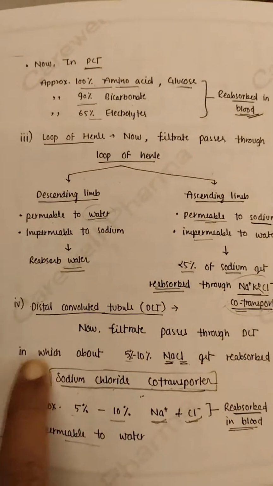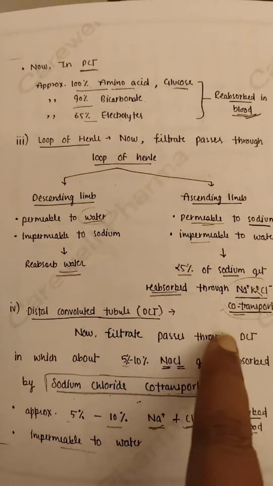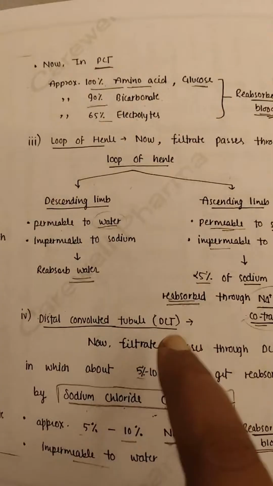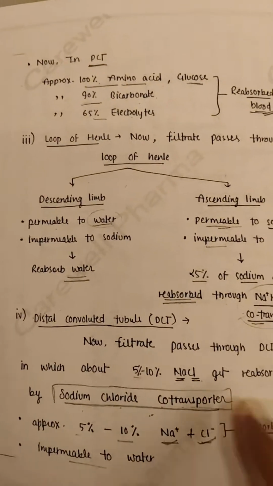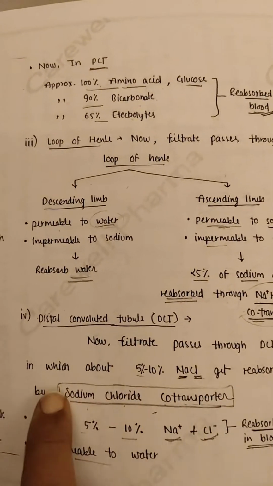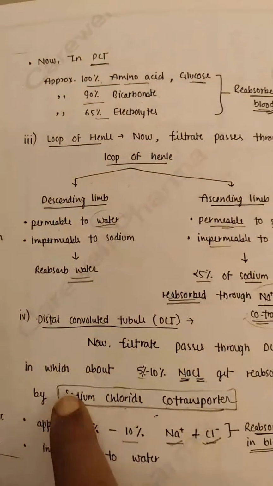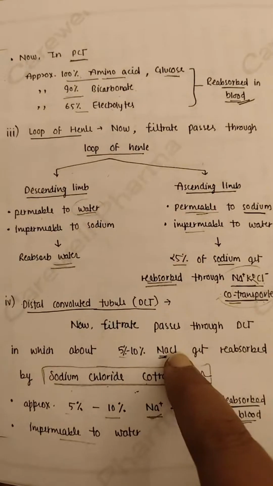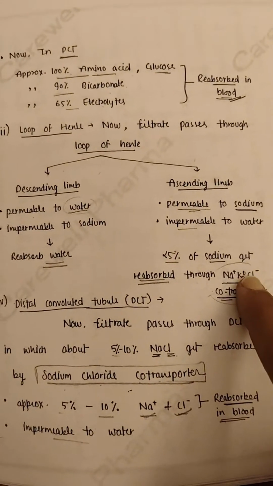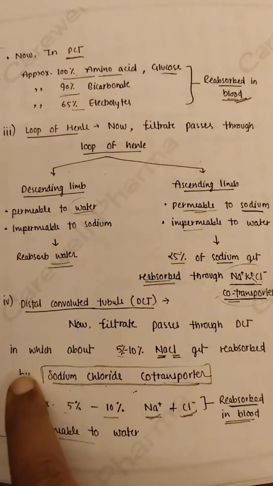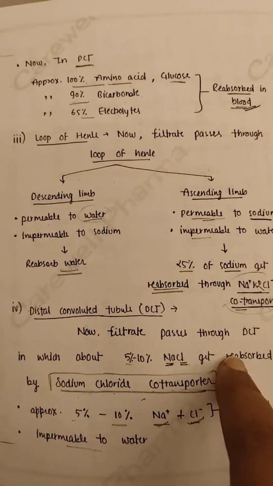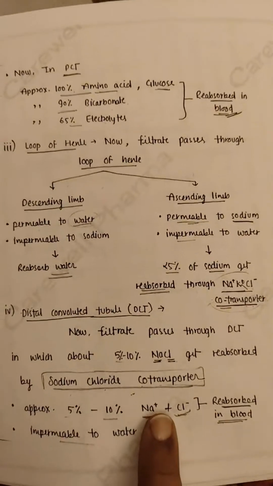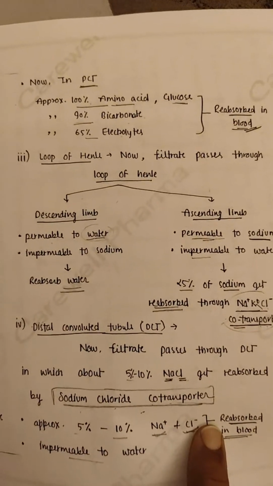Distal convoluted tubule: when the filtrate passes through, about 5 to 10% of sodium chloride gets reabsorbed. This is the sodium chloride co-transporter. Again, here there is a sodium potassium chloride channel, and here a sodium chloride channel. What will they affect? They will affect the absorption of sodium ions and chloride ions.